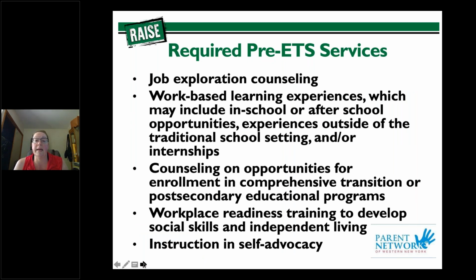So within the Pre-ETS services, there are 5 different areas where we can provide support to these youth as they're looking forward to their future. Just as a reminder, some of these services are job exploration counseling. As we know, sometimes individuals know what they want to do. Sometimes they think they know. Sometimes they have 2 or 3 things.